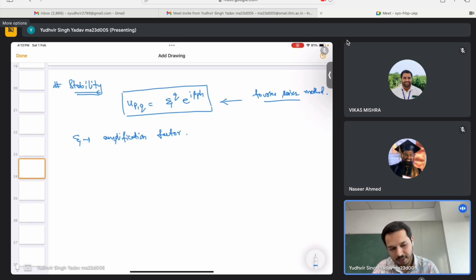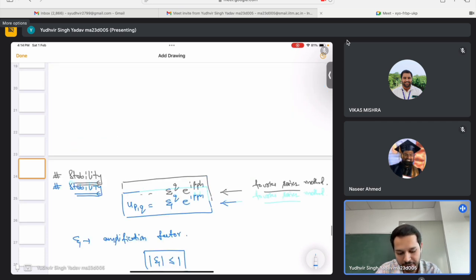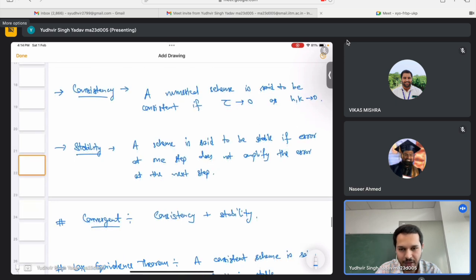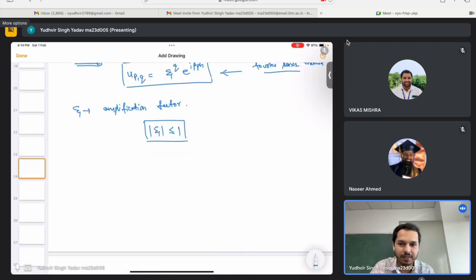So since xi here is the amplification factor, in order for any different schemes to be stable, this modulus of xi should always be less than or equal to 1. If it is greater than 1, then from the definition of stability, the error at the current time step does not decay at the next time step. So if the amplification factor is greater than 1, then the scheme is said to be unstable.